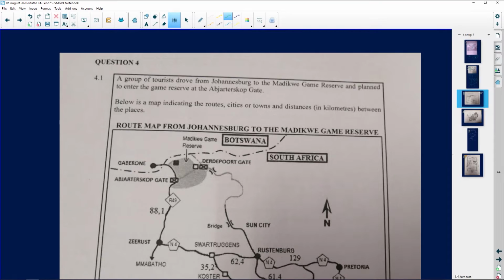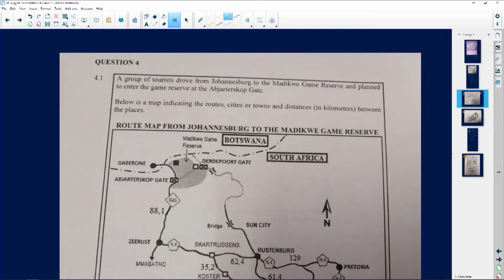The next question that we do have is giving us a route map. Okay, so it's a route map. Let's read the information that we have been given about this particular route map. It says to us, a group of tourists drove from Johannesburg. So we have it there. They drove from Johannesburg to Madikwe Game Reserve.